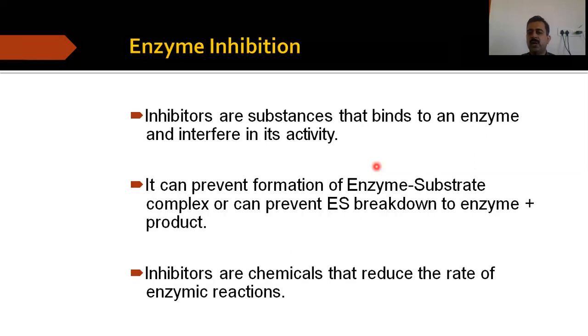Inhibitors are substances that bind to an enzyme and interfere in its activity. Absolutely. You know what is the role of inhibitors? Inhibitors bind to the enzyme and interfere in its activity. It can prevent formation of ES, enzyme substrate complexes, or can prevent ES breakdown to enzyme and the product. Inhibitors are chemicals that reduce the rate of enzymatic reactions. So inhibitors are molecules which actually inhibit the rate of reactions or inhibit the substrate reactions.